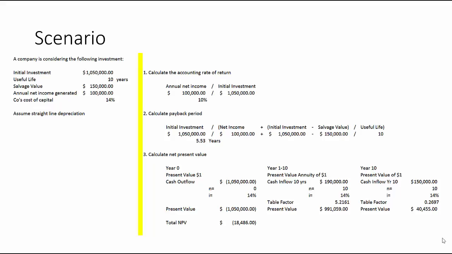Years 1 through 10, we are looking at a cash inflow over those 10 years of $190,000. Now, where did I get that $190,000 from? Basically, that is that initial investment of $1,050,000 minus the salvage value divided by the useful life. That comes out to $90,000 a year as far as depreciation.